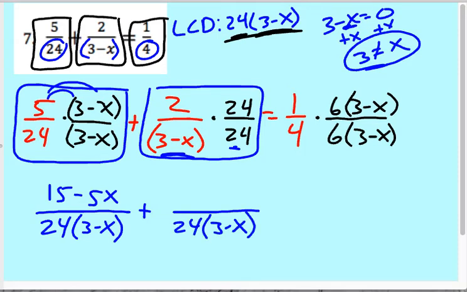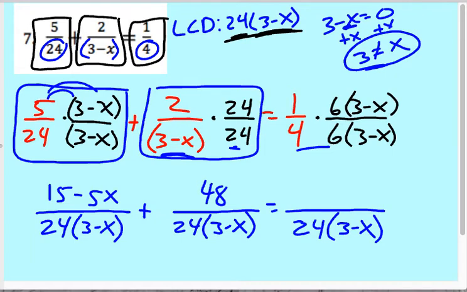2 times 24 is 48 equals, okay, 4 times 6, 24 in my denominator, 3 minus x, all over. 1 times 6 is 6, so that's going to be 6 times 3 minus x. 3 times 6, right here, is 18, and the negative 6x.